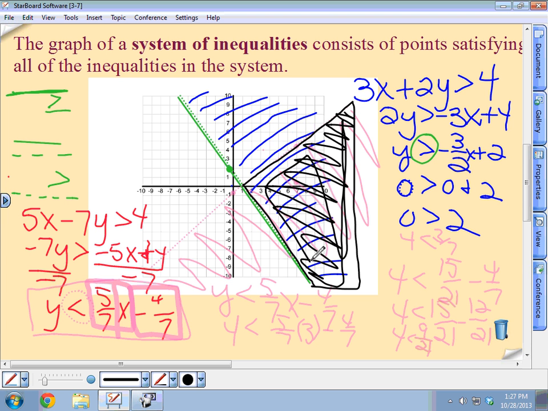So if I went through and figured out what 9 was, if I put 9 into either one of those and figured out what y is, I find out how much I go up or down.